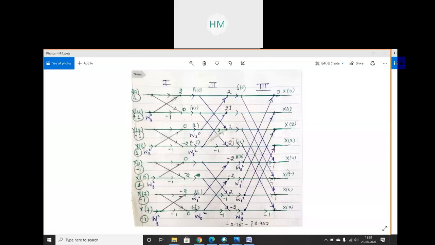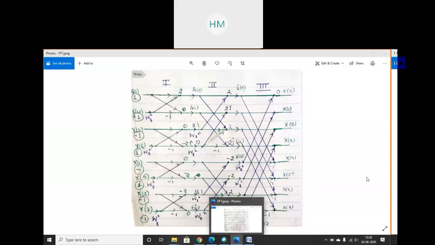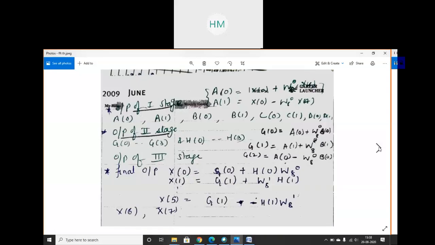Clear? So next we have to find all the intermediate values between first stage and second stage marked by A, B, C, D, and second stage and third stage, G and H, and at last we will get the output. Clear? This diagram is clear to all of you? Then these are shown the interconnections. If you have any doubt, you can write in the chat box. I will clarify your doubts.